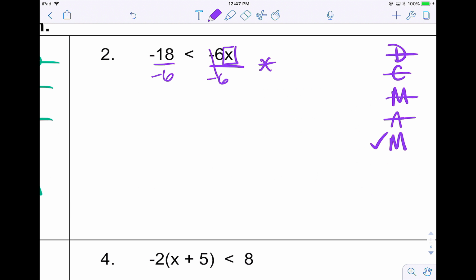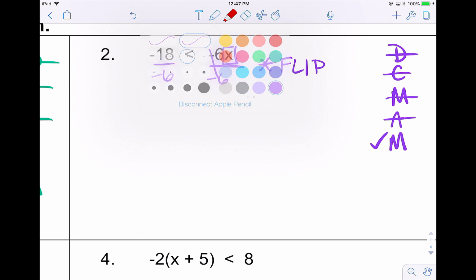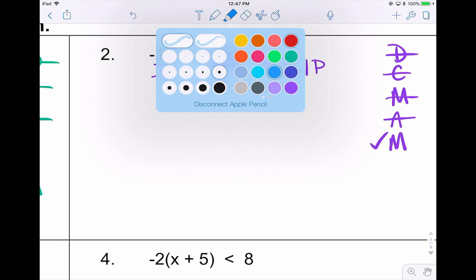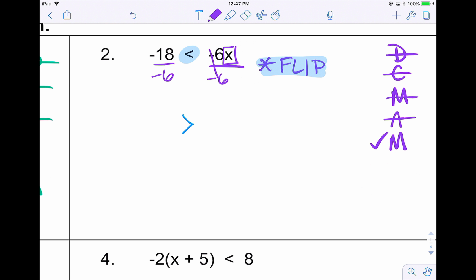Now, because I divided by a negative 6, I have to remember to flip my sign. So I flip this sign. So it turns into a greater than sign. And then I keep everything else the same. I'm not flipping the entire inequality. I am only flipping the inequality symbol.